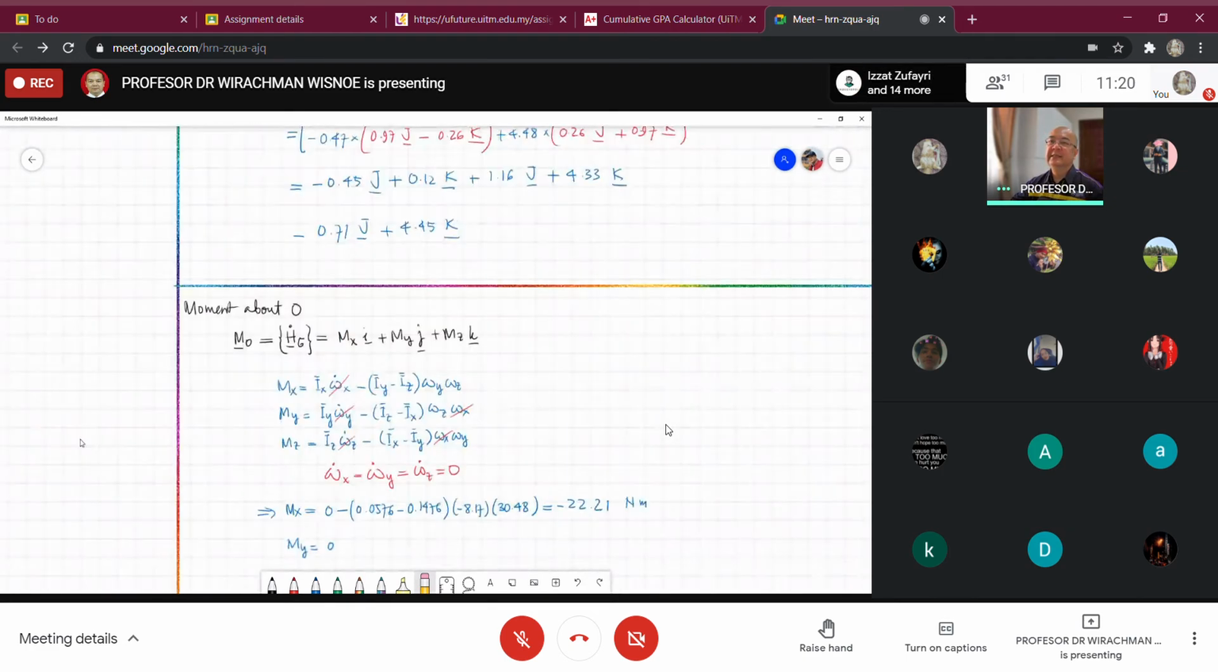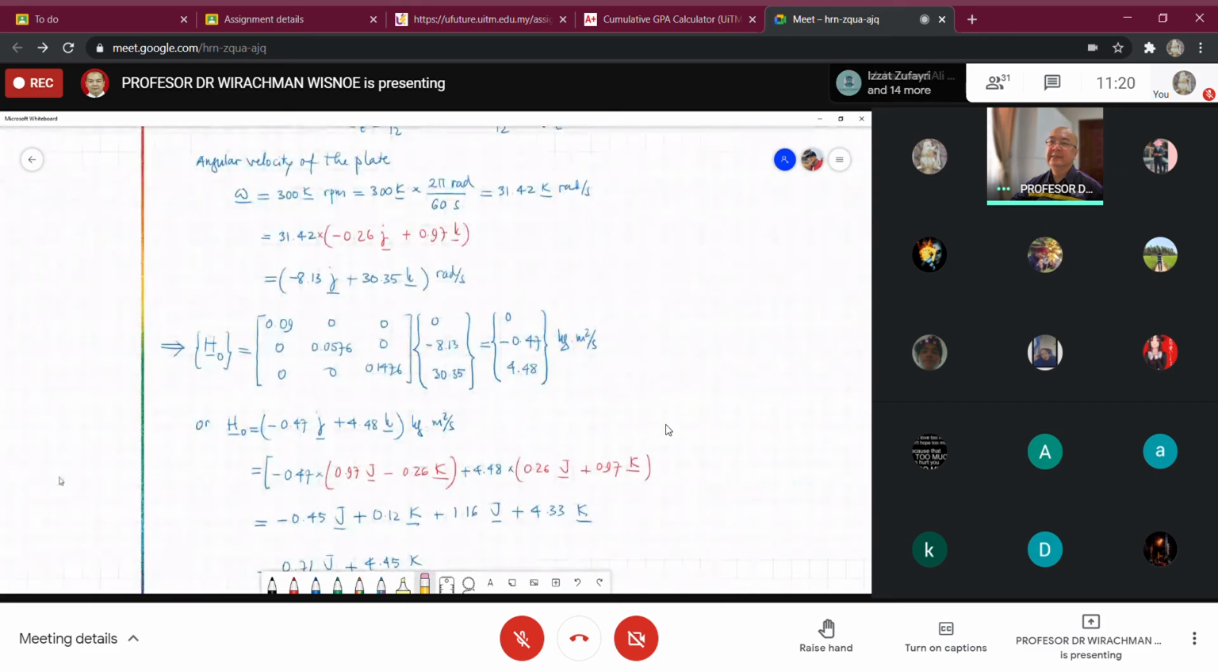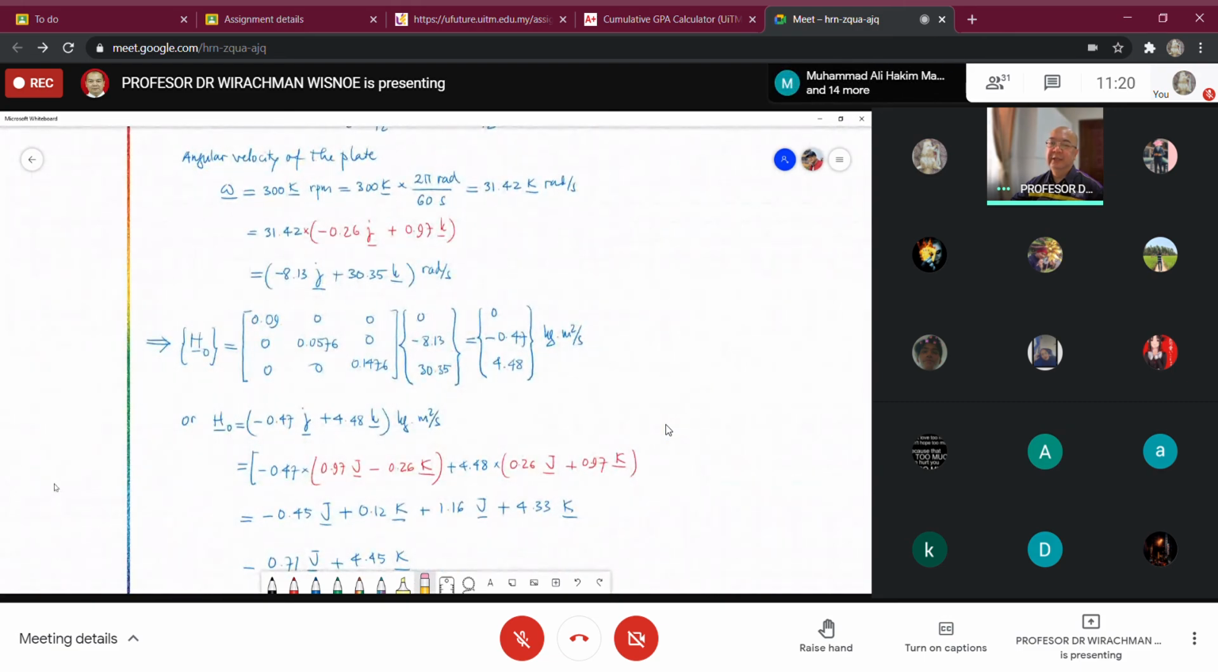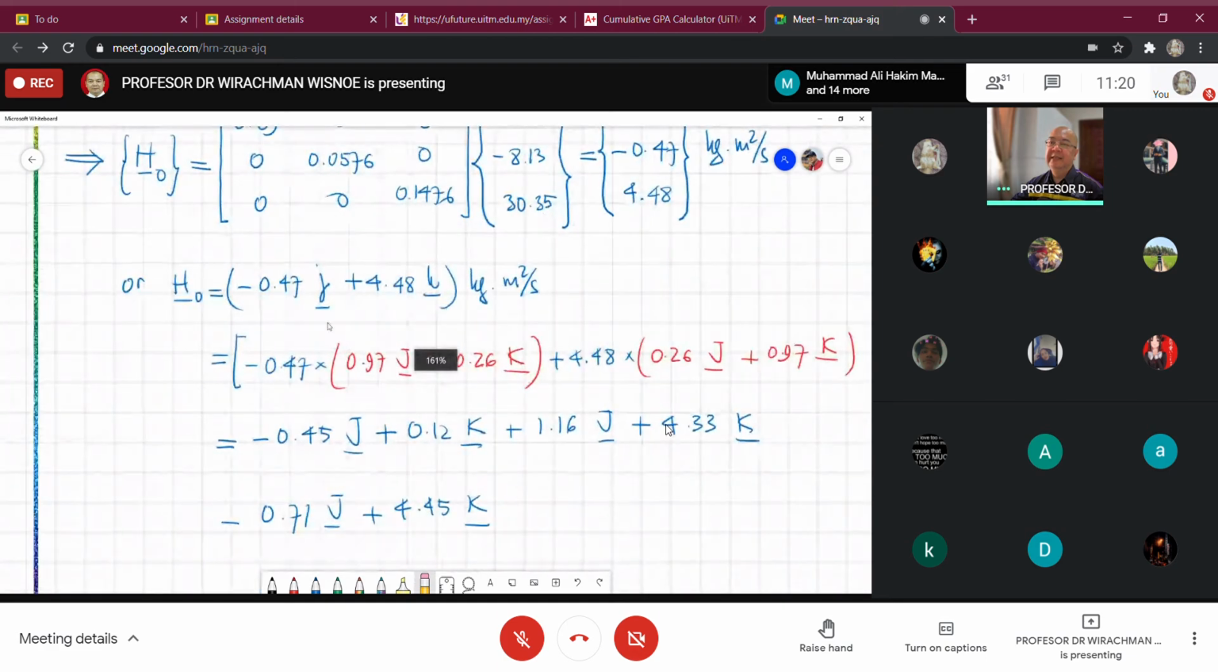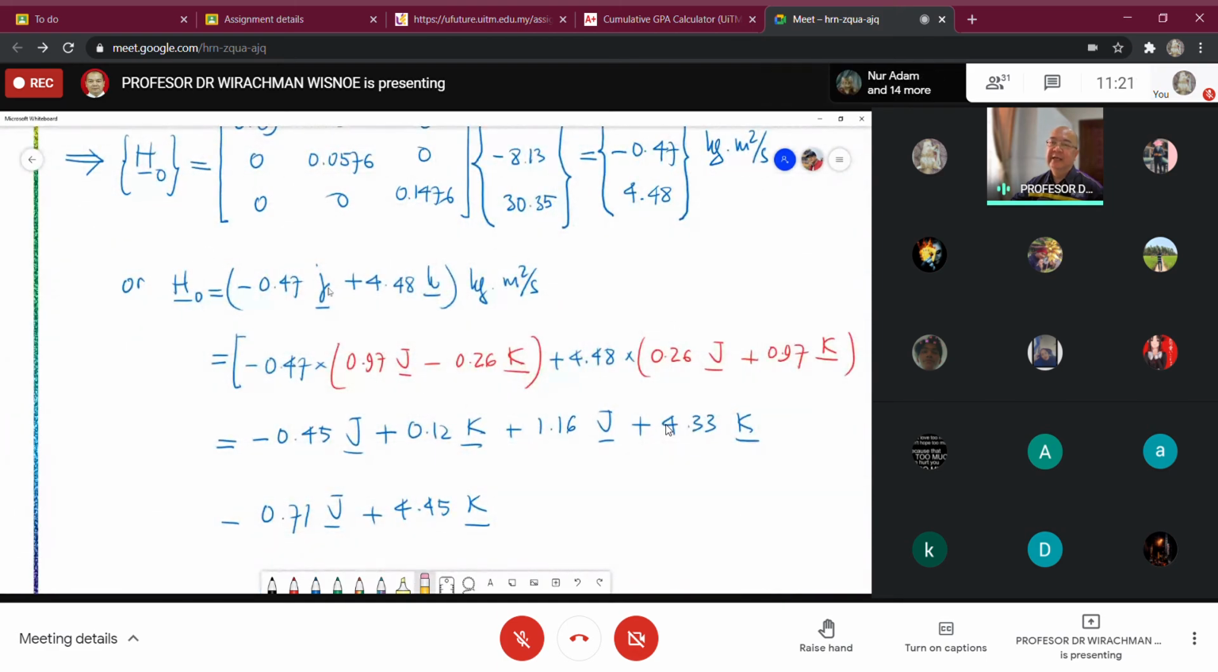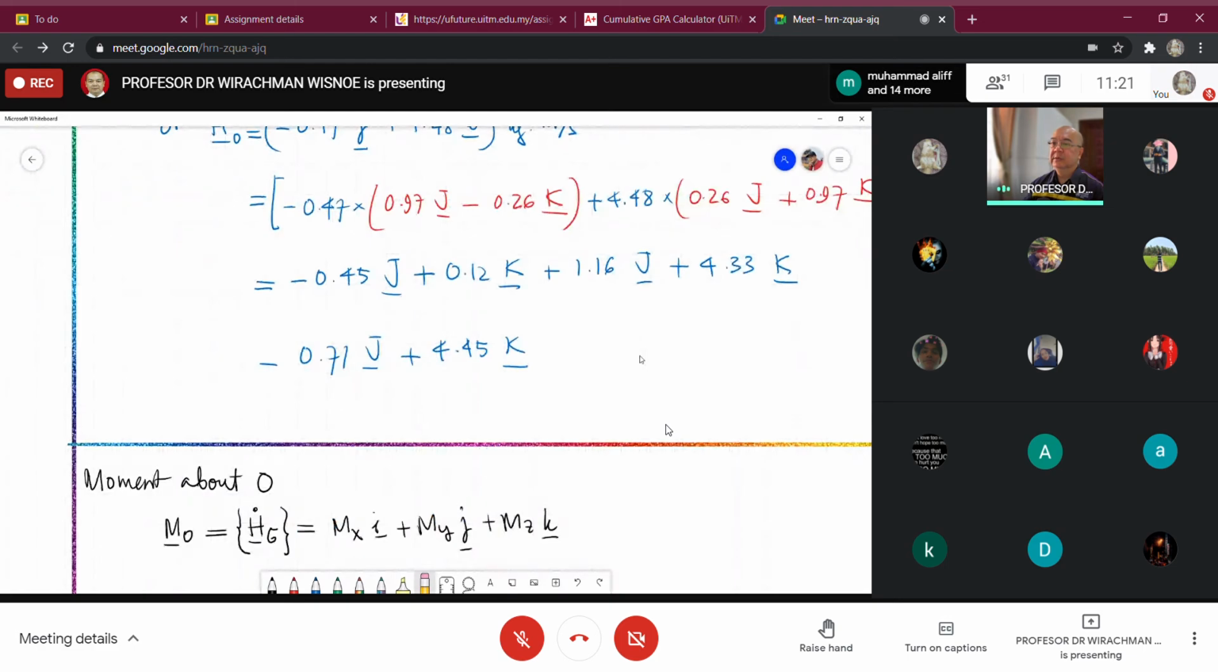Okay, let's see. So at this point, I replace this small j with the conversion factor that I have, and for small k it is this one. So I answer according to the problem. This one should be equal maybe, yeah?